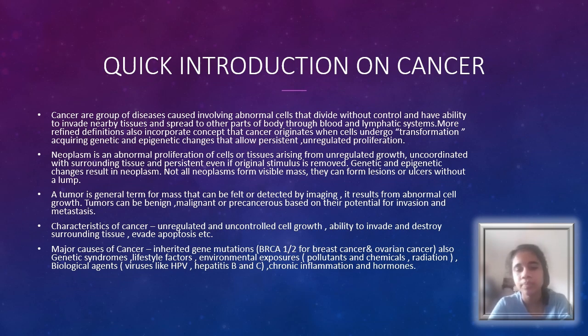So what are the major characteristics of cancer? One is unregulated and uncontrolled cell growth. The next is the ability to invade and metastasize, and they can destroy the surrounding tissue. Then its ability to evade apoptosis, that's programmed cell death, and its ability to adapt and evolve over time. These are some of the key features of cancer.